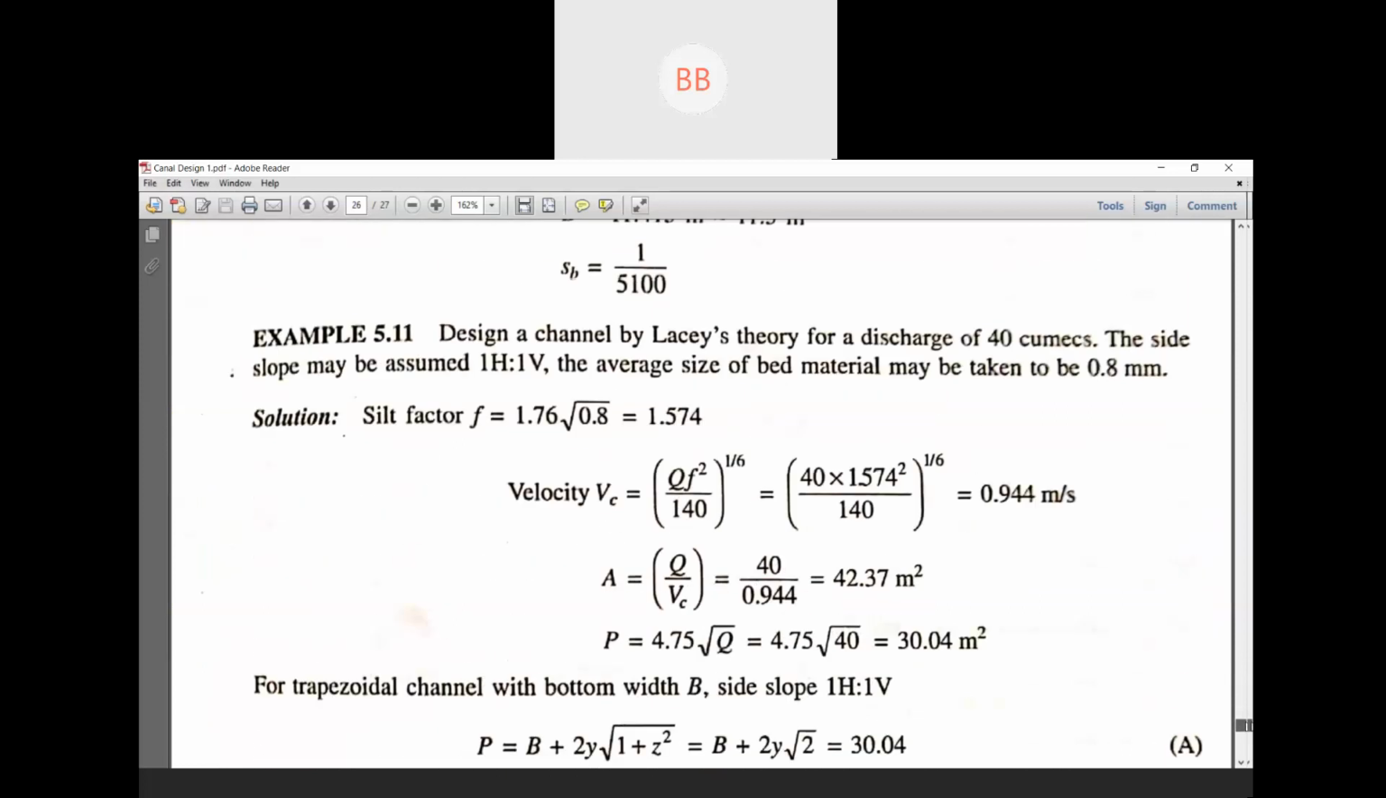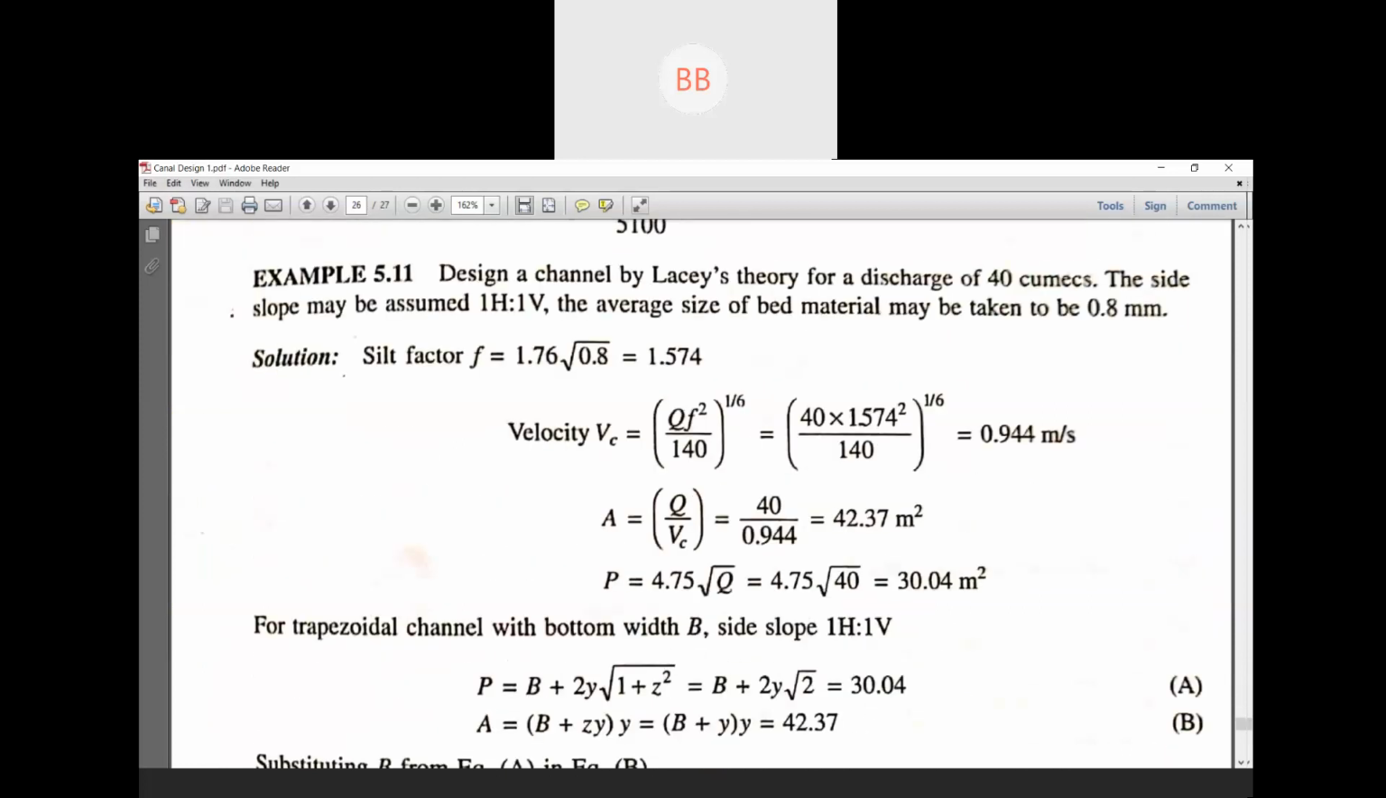Write down this numerical, 5.11. Design a canal, or you can write channel, by Lacey's theory for a discharge of 40 meter cube per second. The side slope may be assumed as one horizontal to one vertical. The average size of bed materials may be taken as 0.8 mm.